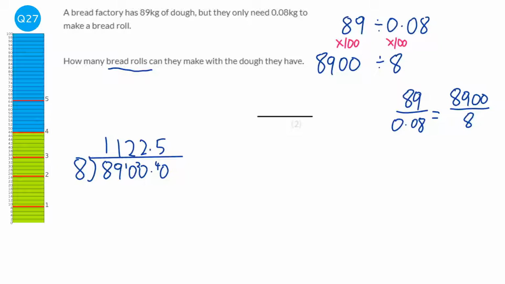Well, half doesn't really count, so we're just going to say 1,122 whole bread rolls. Yes, we've got half a bread roll left over, but we are asked how many whole bread rolls can we make.